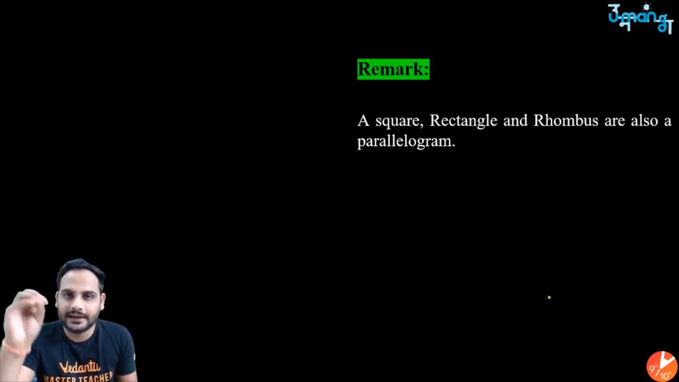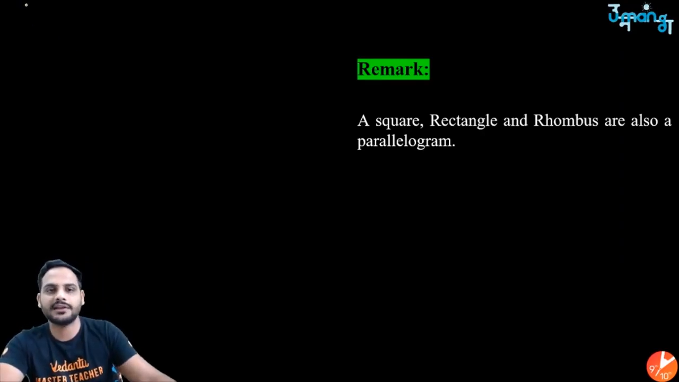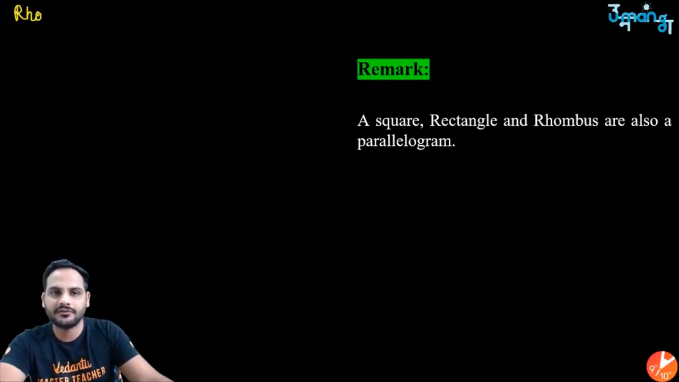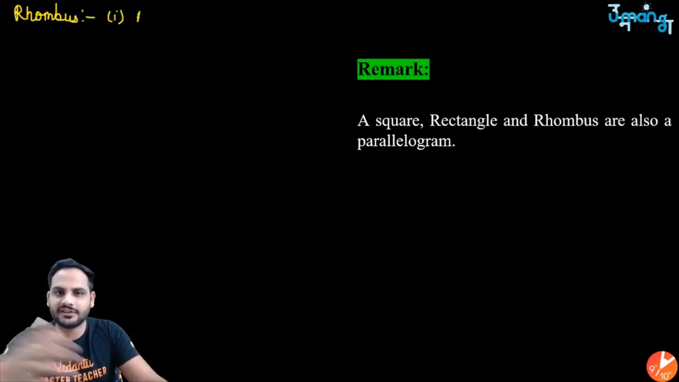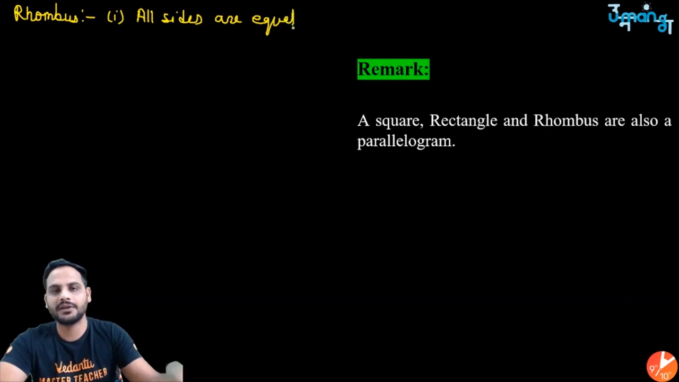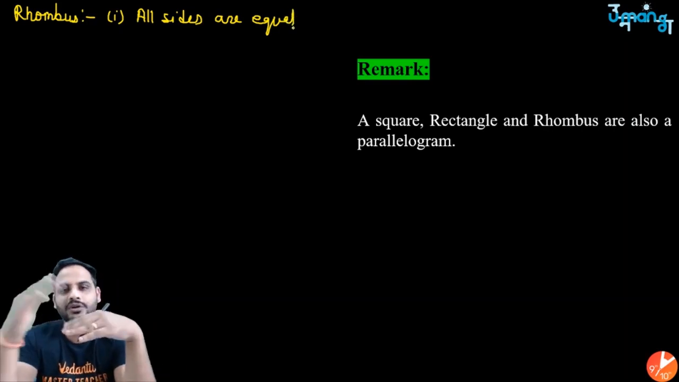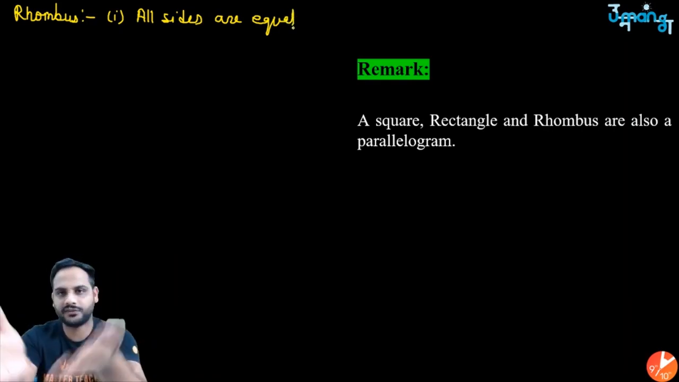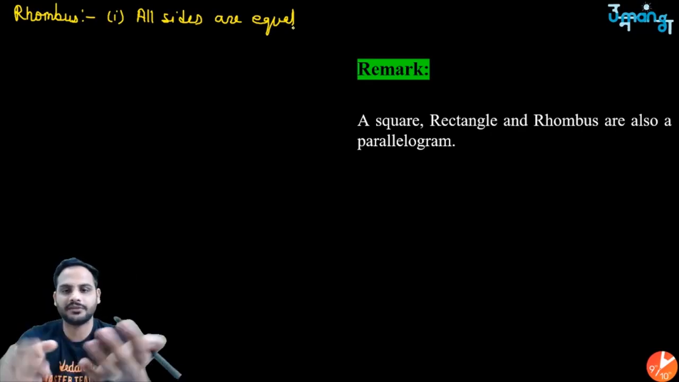But in addition, there will be some extra properties for rhombus, then for rectangle and then for square. So what are these extra properties? First, for rhombus, the extra property, which we know from the definition itself, is that all sides are equal. In a parallelogram only opposite sides are equal. In a rhombus, all sides are equal.